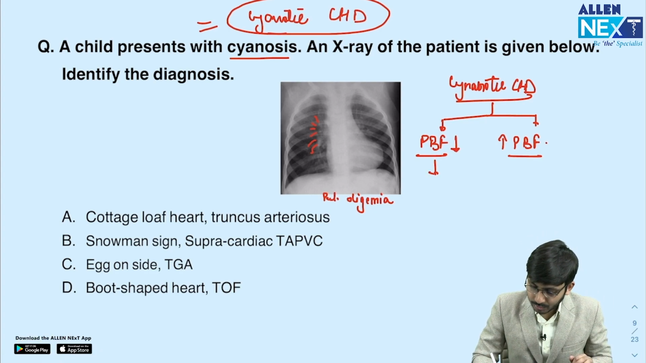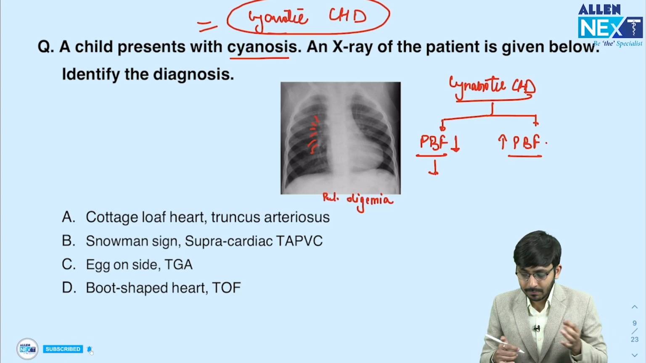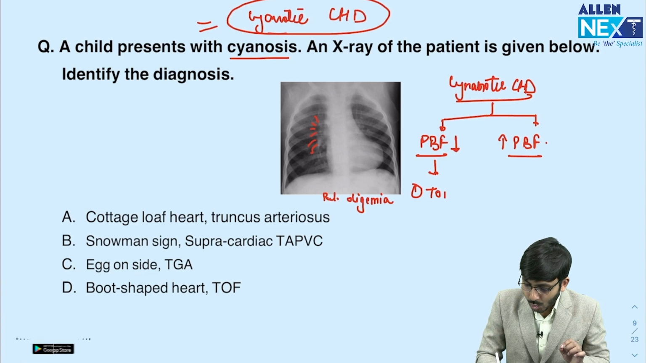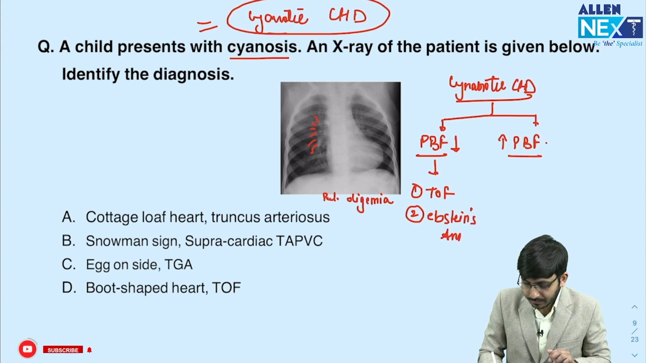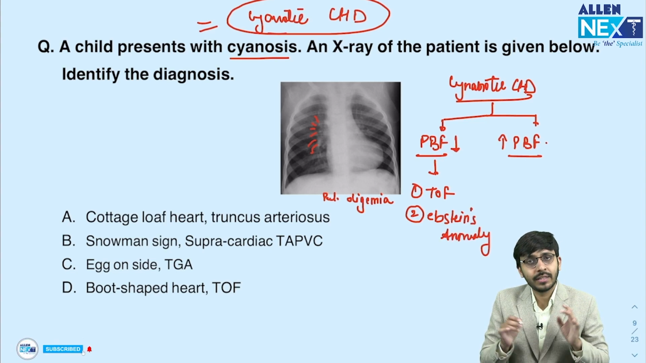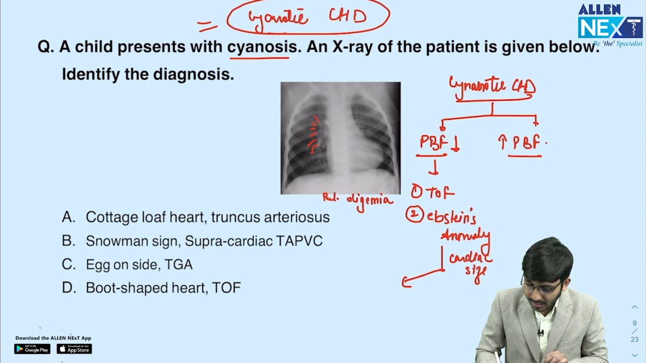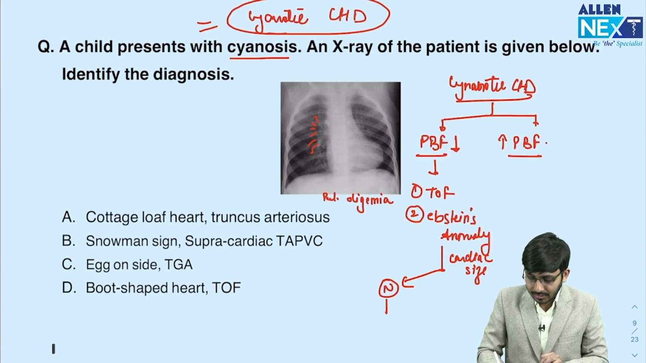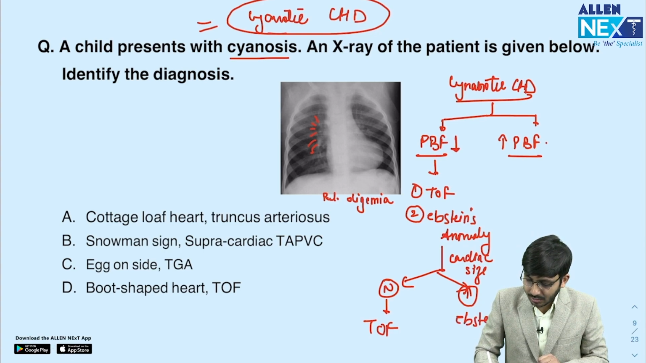Now, what are the two possibilities in a cyanotic congenital heart disease with reduced pulmonary blood flow? Number one is TOF, and number two is Epstein's anomaly. And how will you differentiate between the two? You just have to look at the cardiac size, the heart size. If the heart size is normal, the answer will be TOF. If the heart size is increased, the answer will be Epstein's anomaly.